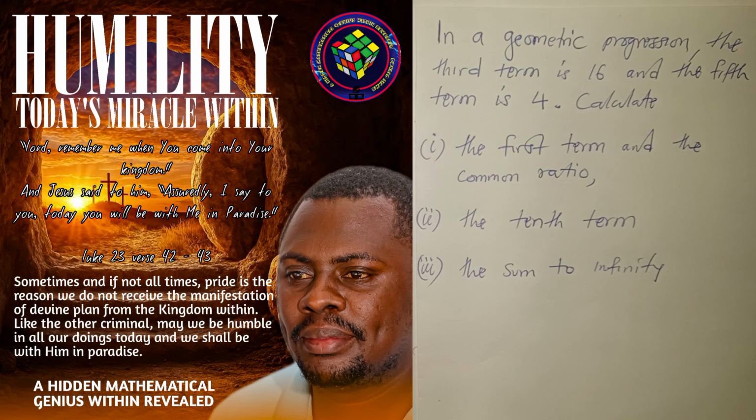In a geometric progression, the third term is 16 and the fifth term is 4.